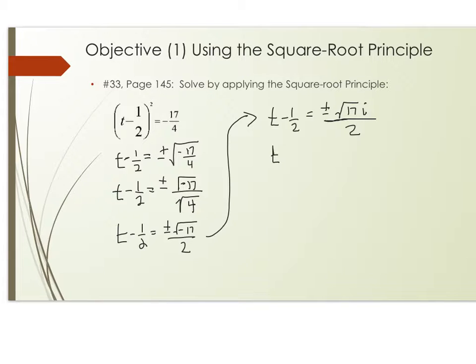So t is equal to 1/2 plus or minus the square root of 17i over 2. Now we have a common denominator 2, so t is equal to 1 plus or minus the square root of 17i divided by 2. So there's our answer.